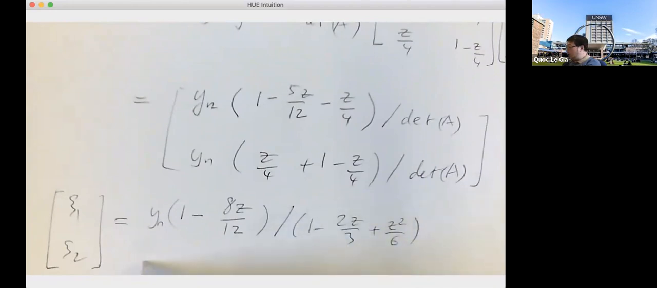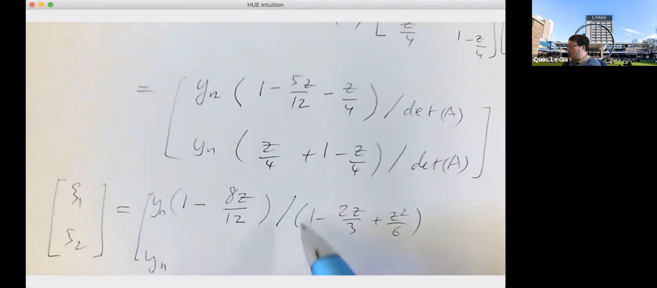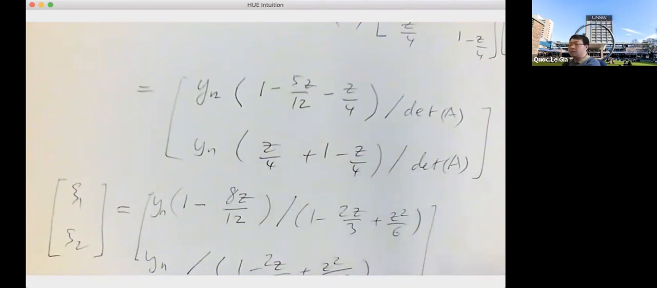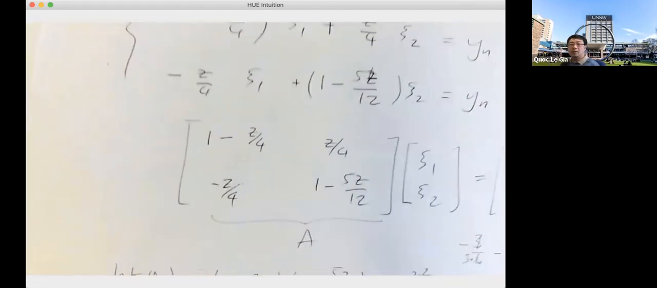And then the second one, the xi2, it's just yn, and this one cancels with this one, so you just have only 1 divided by the determinant, 1 minus 2z over 3 plus z squared over 6. So you solve it. So you solve your linear system, right? So now you don't have xi1, xi2 anymore. Okay, so remember we have the linear system in the beginning, yeah.